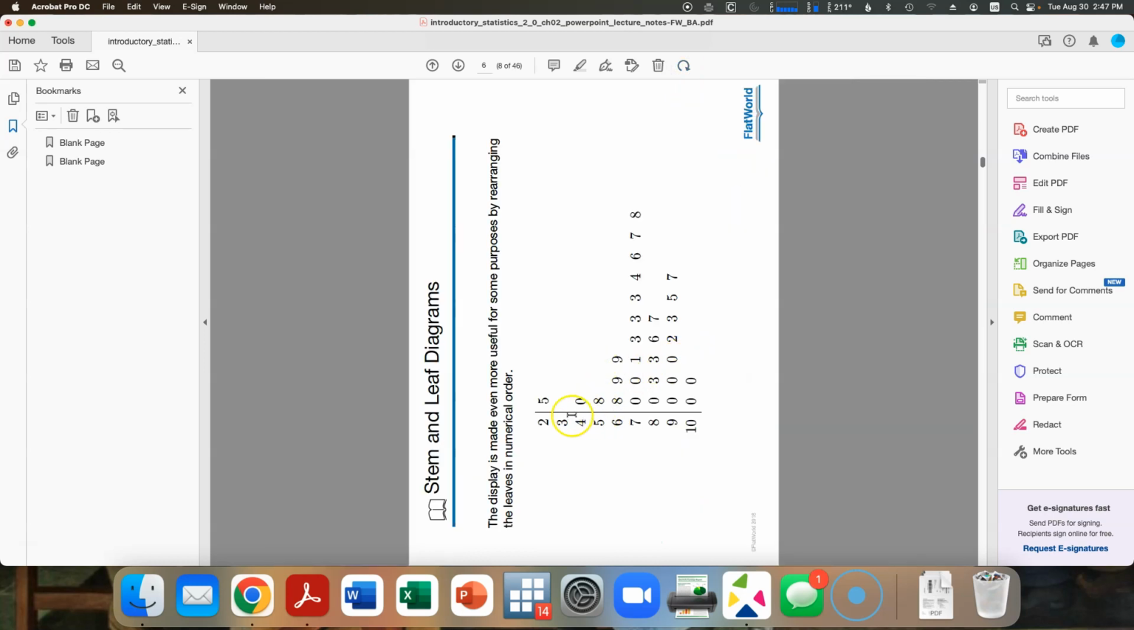You can kind of see, if you look at it this way, look at this. So with the stem and leaf diagram, you can kind of see the frequency distribution here as well, right? You can kind of see it here.